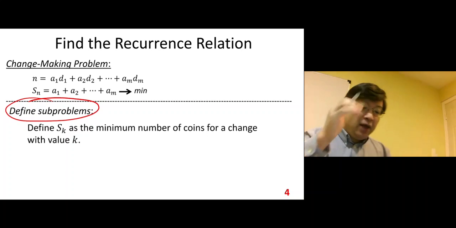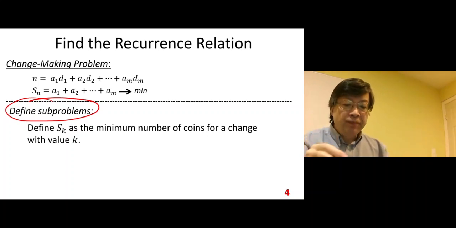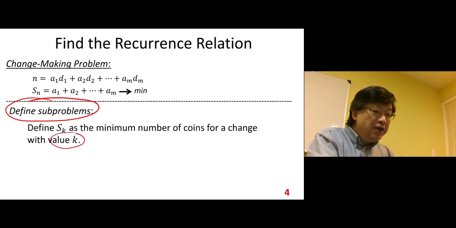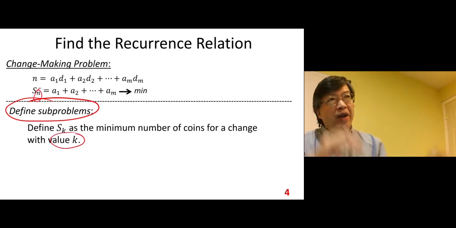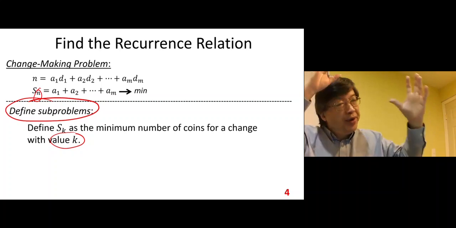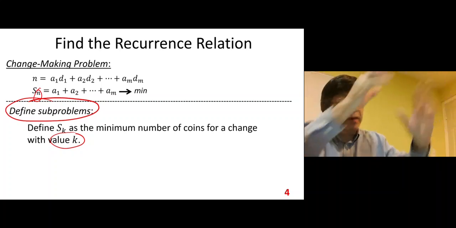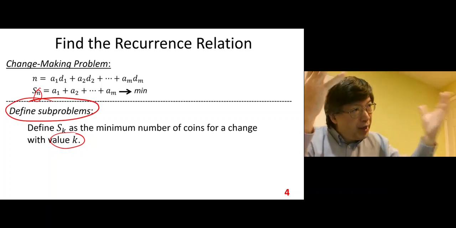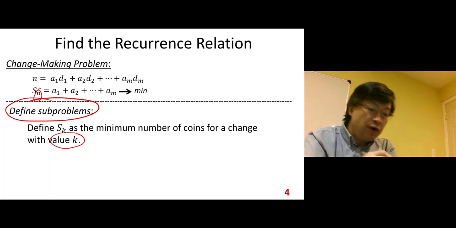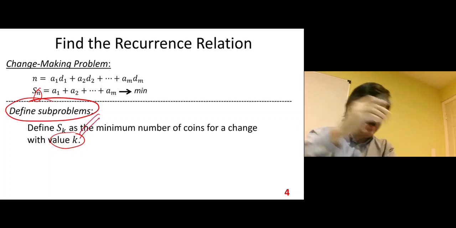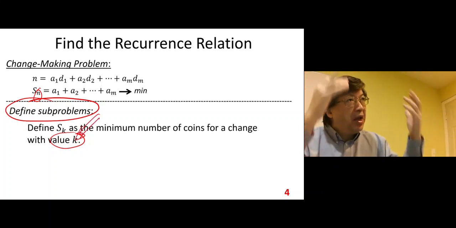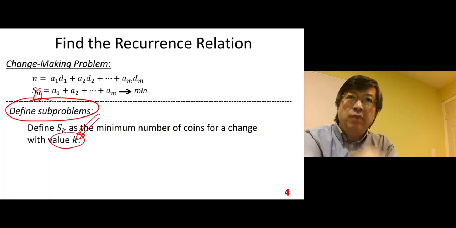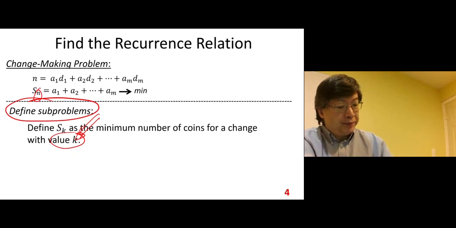Let me define the subproblem. Define S sub k as the minimum number of coins for a change with value k. So the original problem value n, we can reduce that n to k. Then we assume we have an optimal solution for it. Then we look at the relationship: S sub k, S sub n, what is the relationship between these two subproblems?